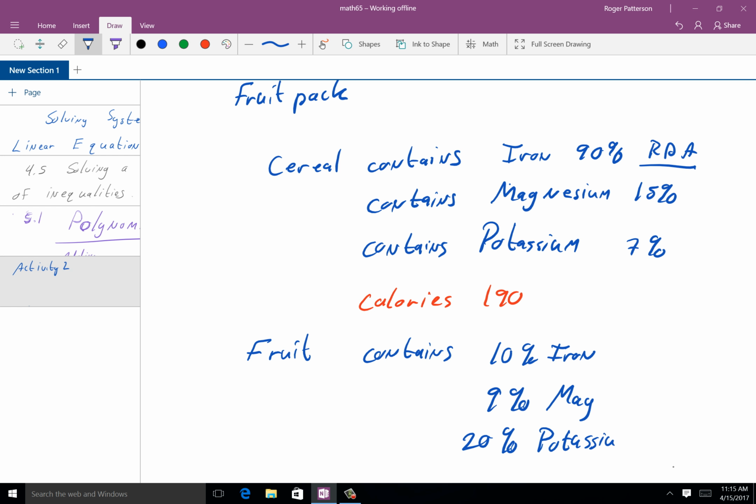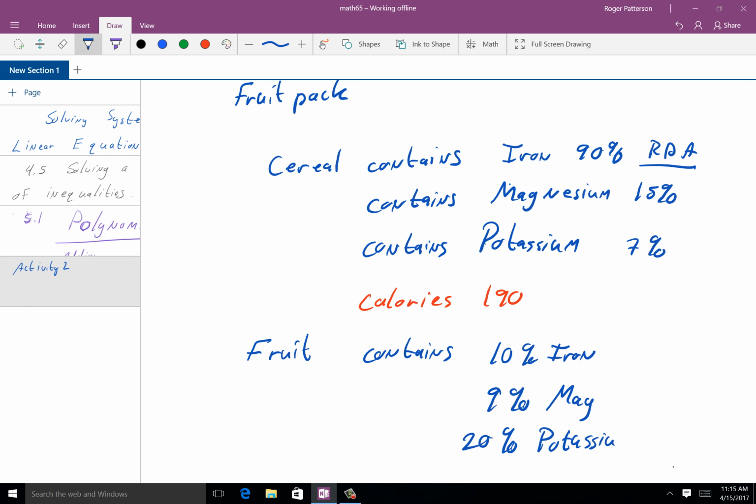And fruit would be, okay, so now all I'm going to do is take each one of these categories of items, the iron, and combine those into an equation. So I get 90% from cereal, so I'm going to go 90x plus 10% from the fruit, 10y. It has to be at least, so that means I'm going to have an inequality there.